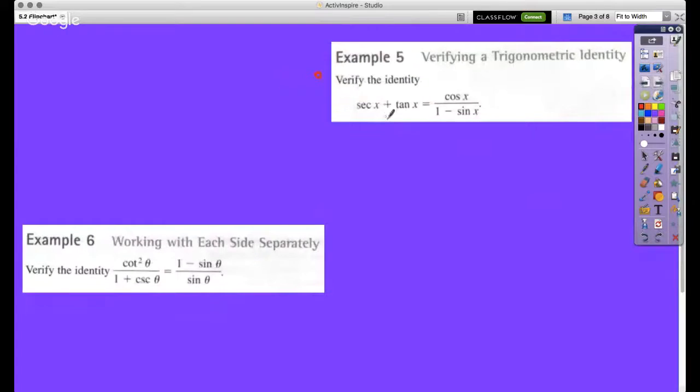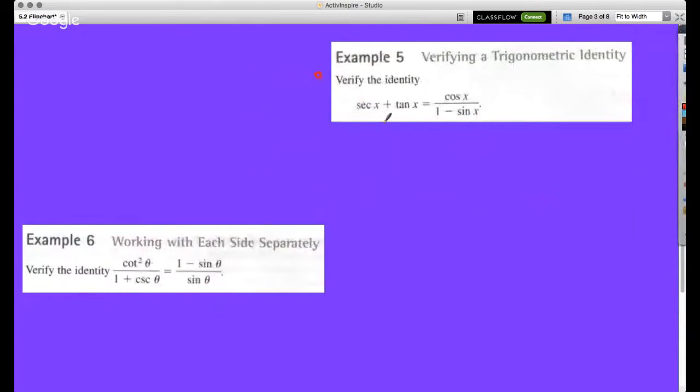Let's see here. Example 5 is a good one. Example 6 is a good one. Let's do example 5. We're going to start on the left side, and since there's nothing squared, we can't go to Pythagorean identities. So when in doubt, change it into sine and cosine.